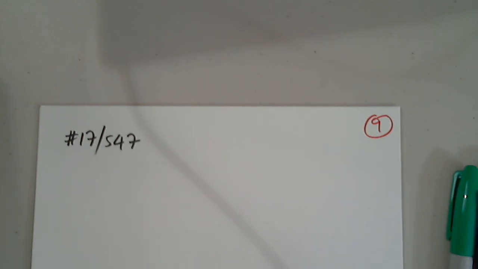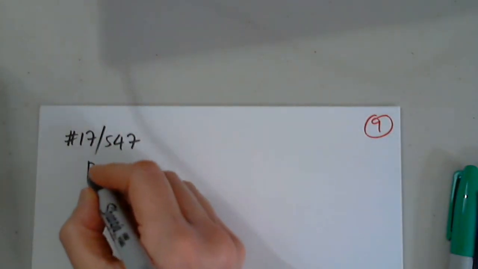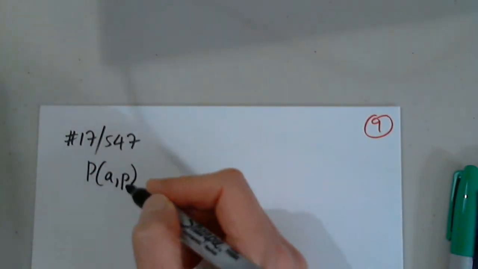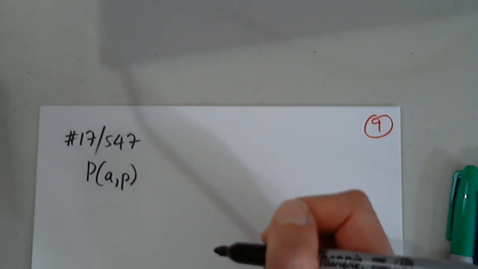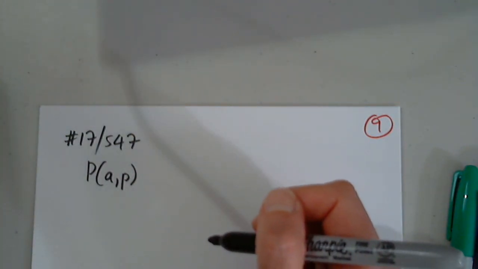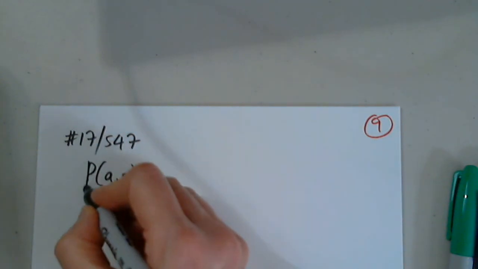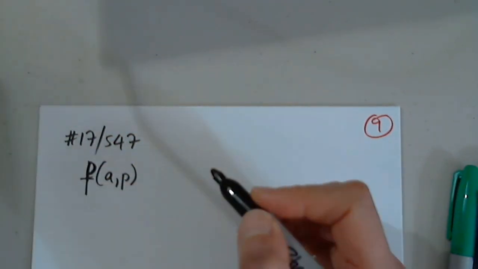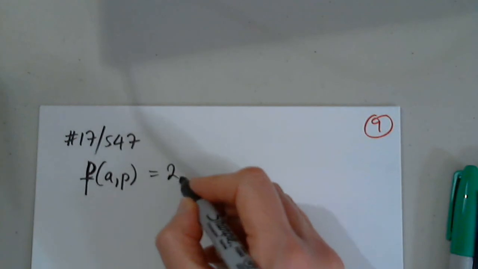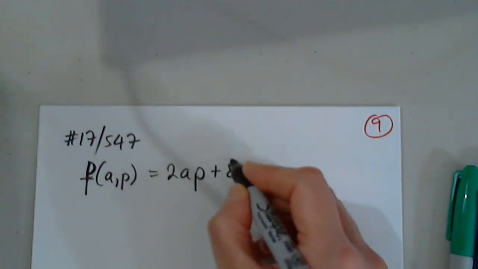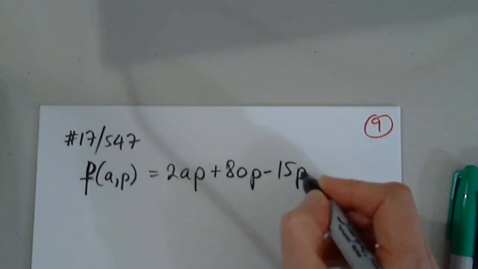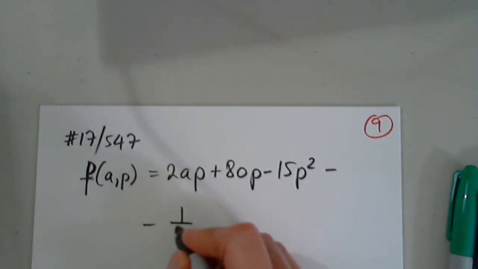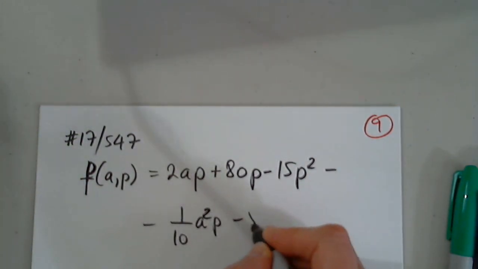Maximizing profit. Okay, the lead company finds that its profit P in millions, so I'm copying it, P of A comma P. That's confusing. They should not use uppercase P and lowercase p. I'm going to change this into F, not to be confused. So this is 2AP plus 80p minus 15p squared minus 1 over 10 a squared p minus 80.